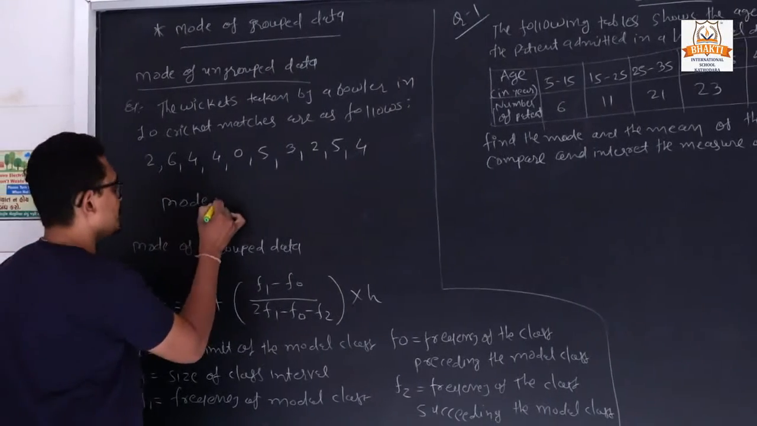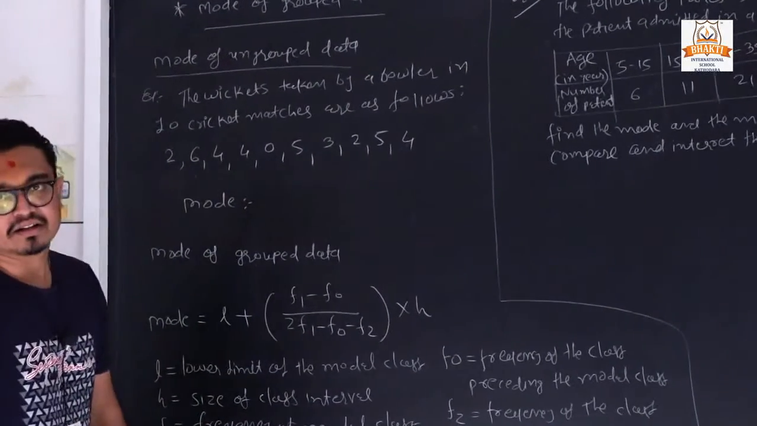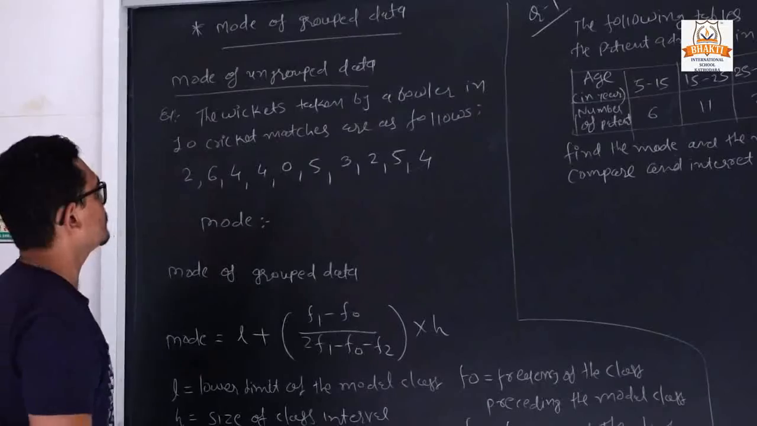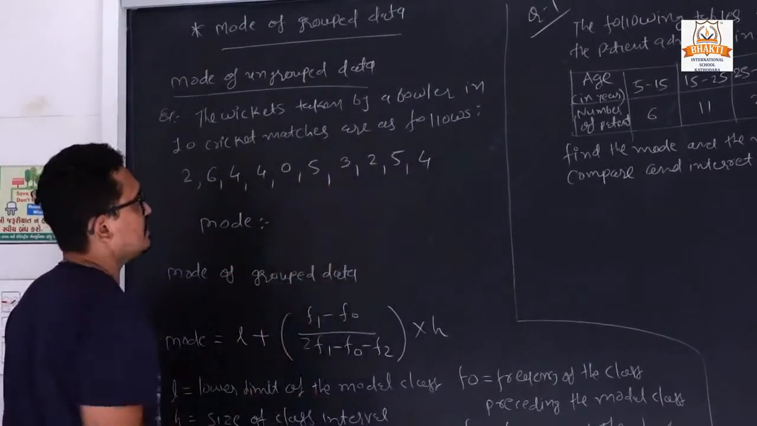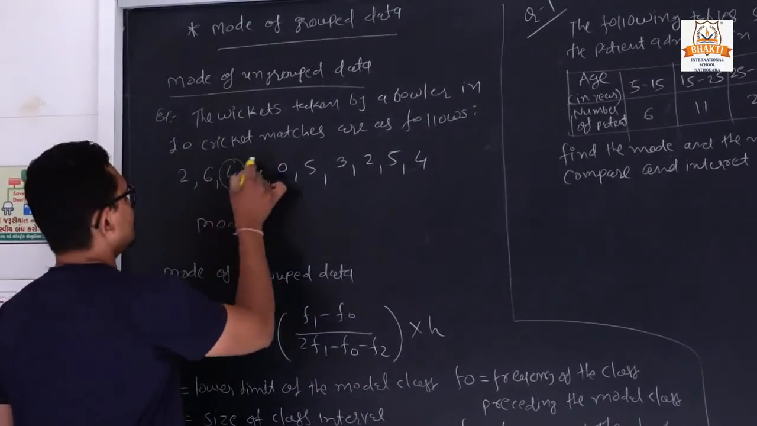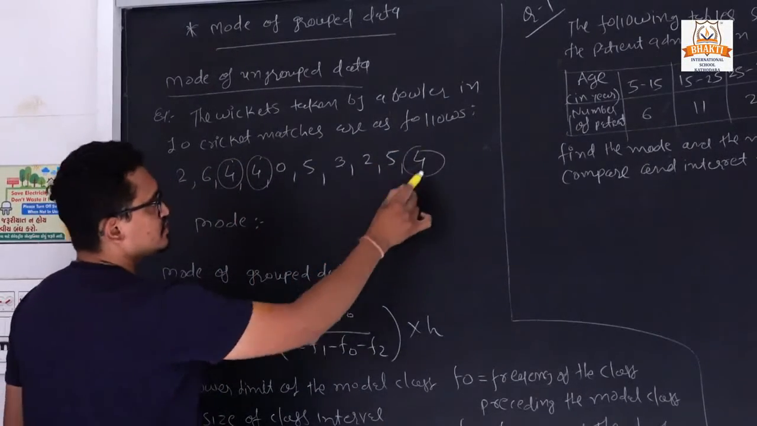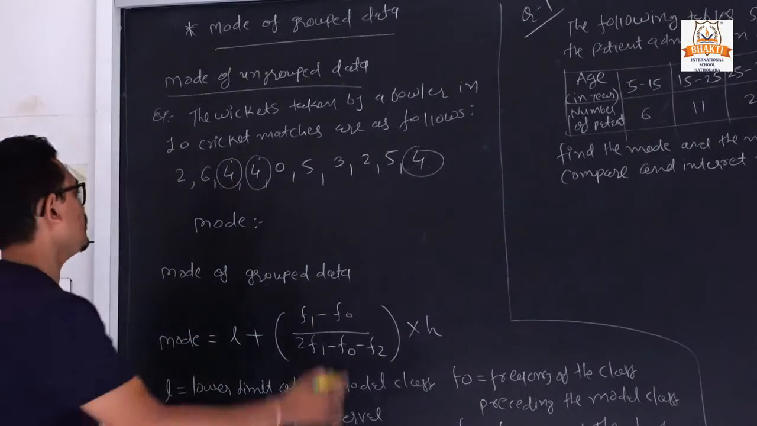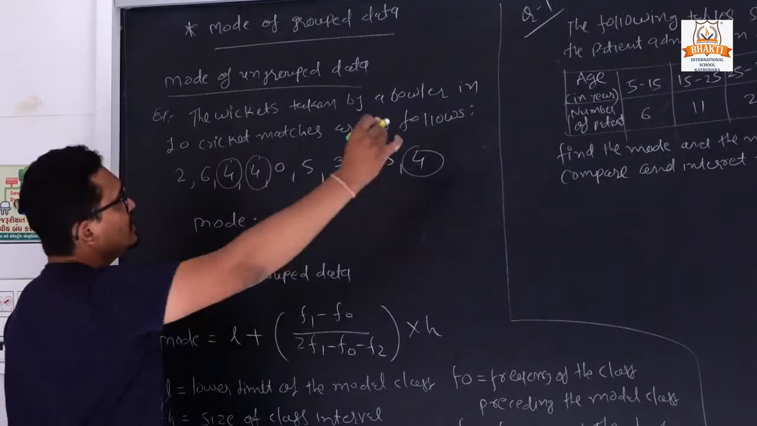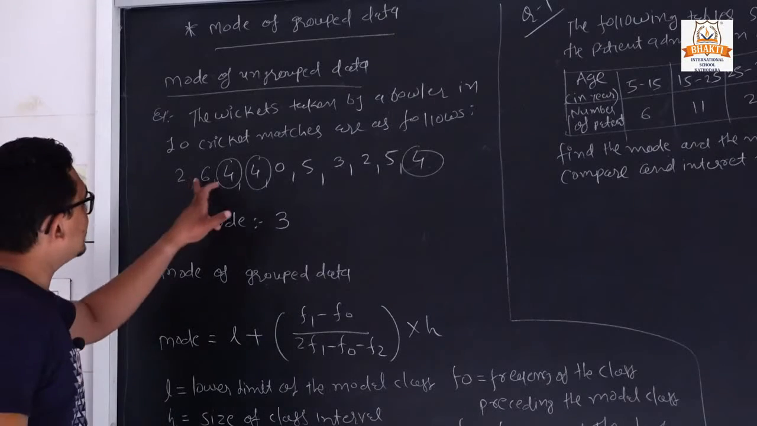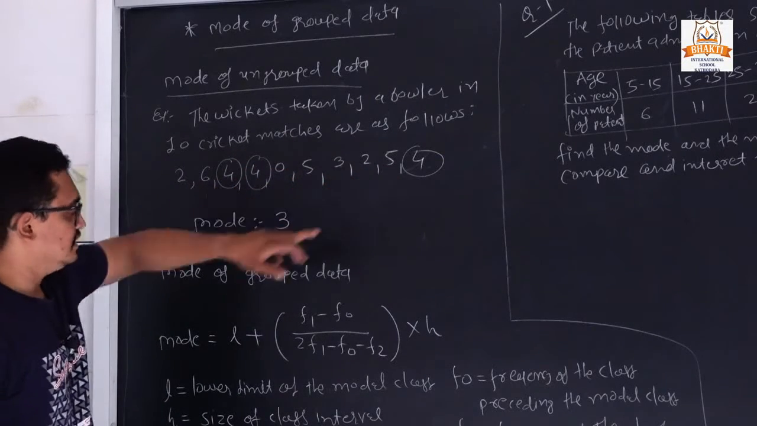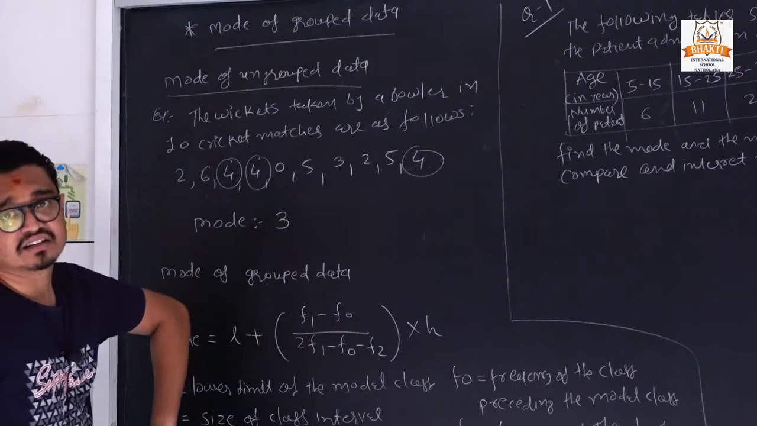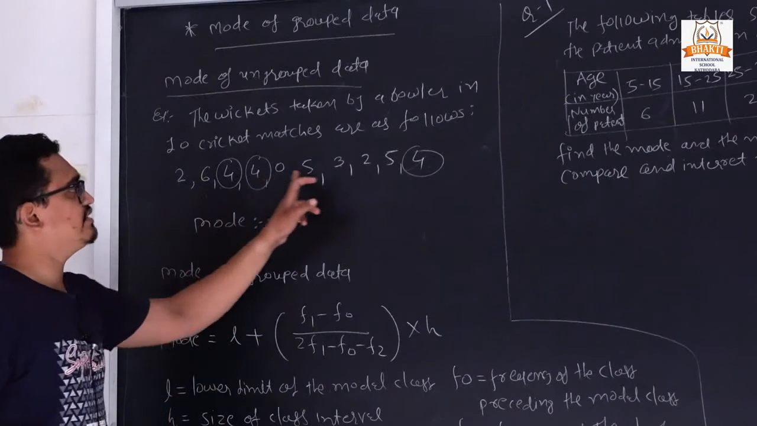Mode means the maximum number of repeated observations. Here see which number is repeated the most, 1, 2 and 3 times. So 4 is repeated 3 times, clear? So it is the mode of that data. Here the data is ungrouped, see that there is no class given. Here they are directly giving us the data.